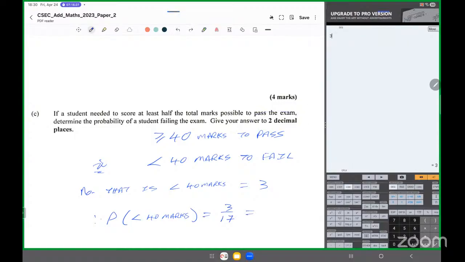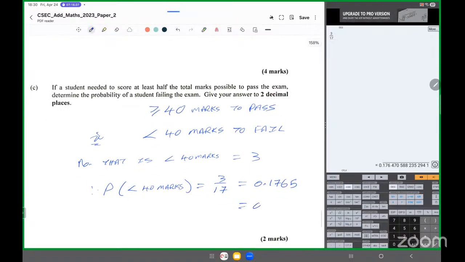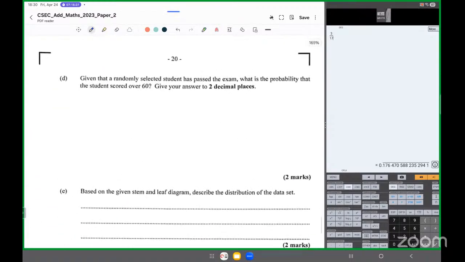So it's 3 over 70 we want, which is 0.176, 0.1765. To 2 decimal places, it becomes 0.18. Does probability have a unit? It's something divided by something, a unit divided by the same unit, so students divided by students. All right, the next part is this one.